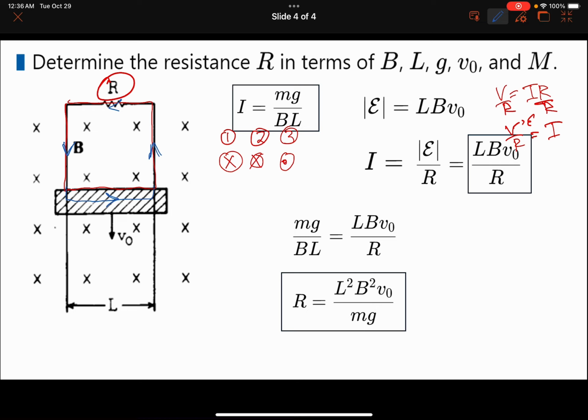This is not a very difficult problem, but it's a very good conceptual problem. And it's important to know how this works, because a lot of the problems that you would see with Faraday's law of induction are similar, as they are all in this fashion.